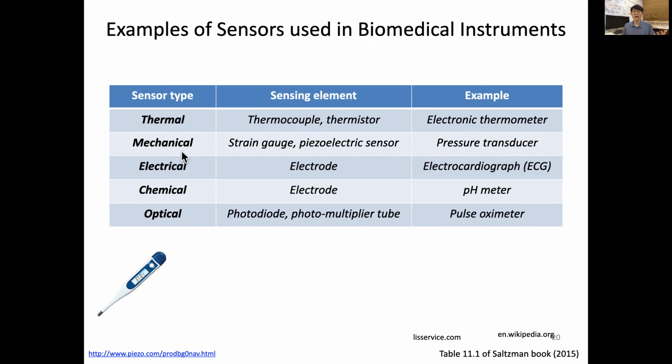And second, as a mechanical sensor, the sensing elements could involve a strain gauge, which I will discuss further, or a piezoelectric sensor. So piezoelectric means a displacement or pressure can give rise to a voltage. Here's an example, a piezoelectric transducer, which when we apply voltage, then this piezo will have a change, in this case a change in displacement.